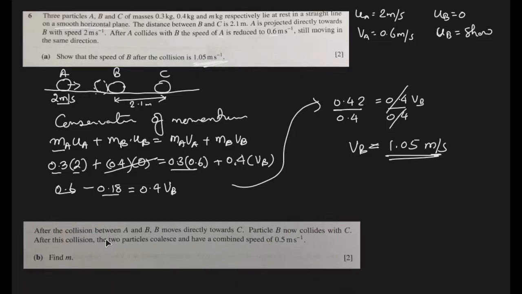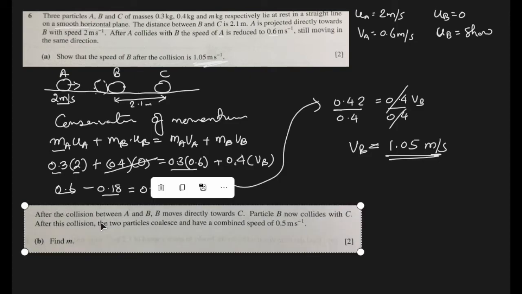Let's go to the next part of this. After collision, A and B move directly towards C. So B starts moving towards C with what speed? 1.05.